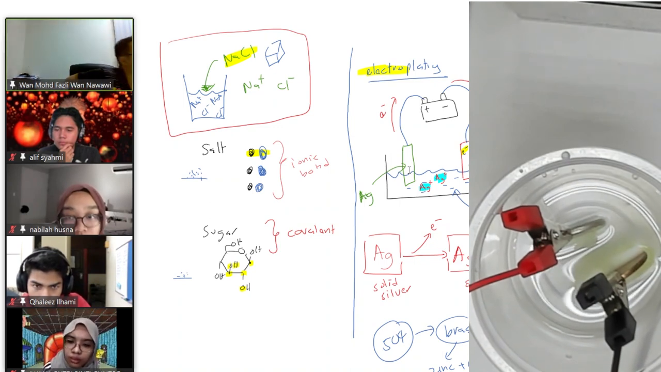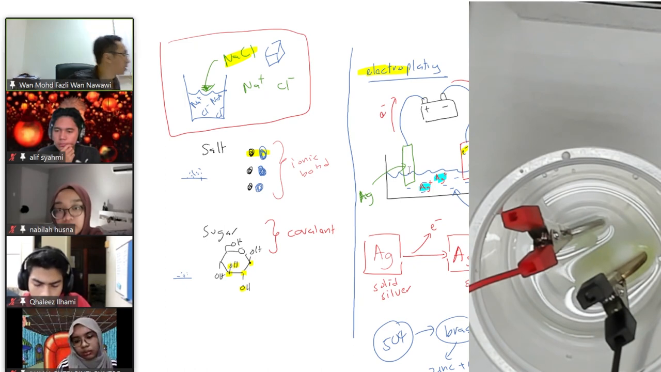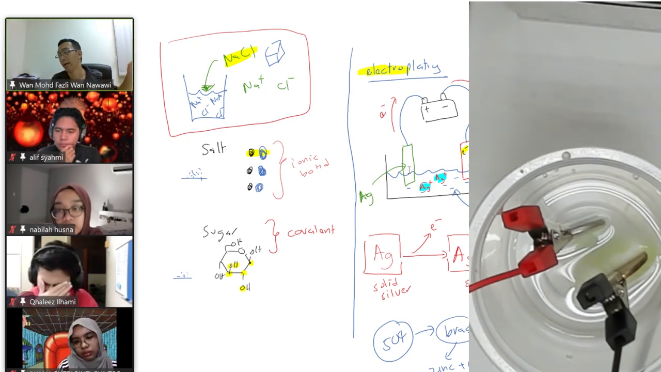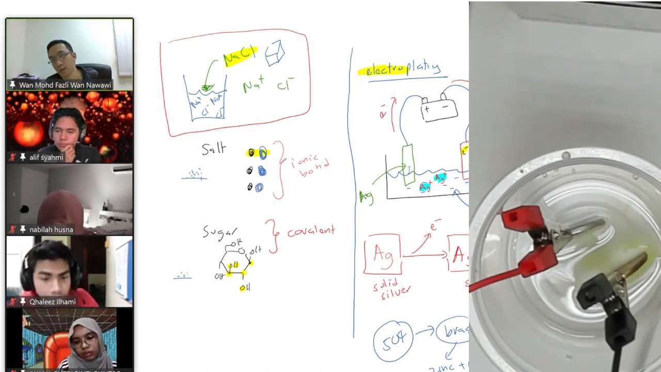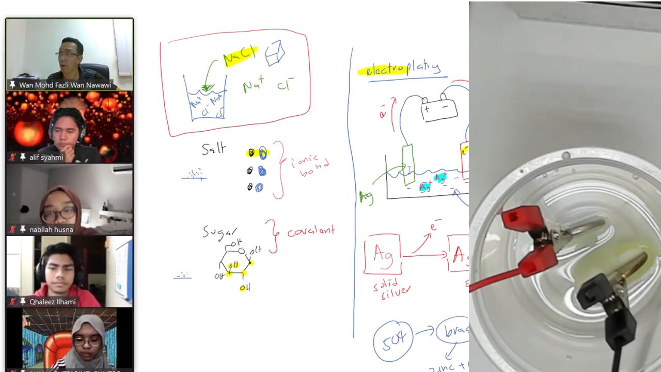The red is the positive side. The black is the negative side. So negative is to the 50 cent. The 50 cent has copper and so on, and so basically now what is happening, I cannot see here.